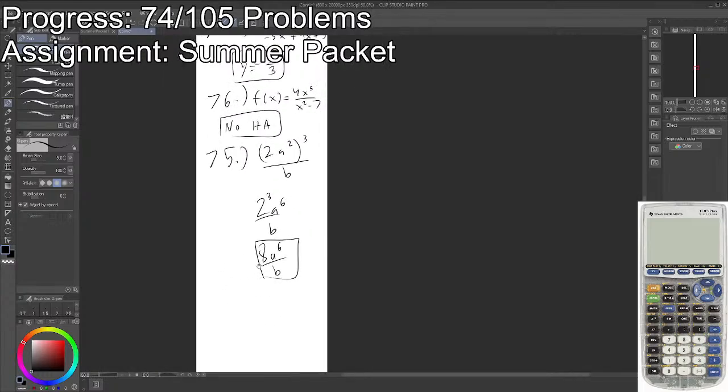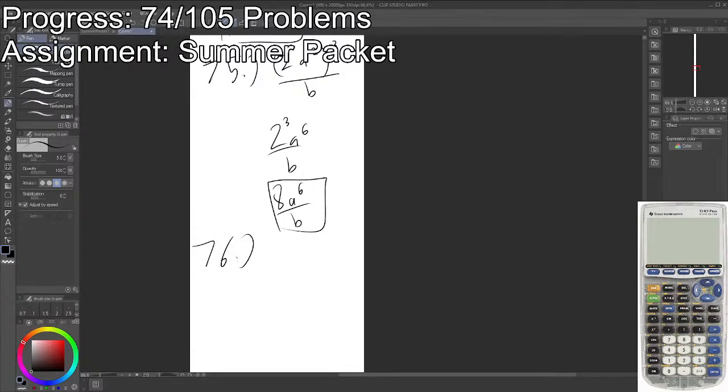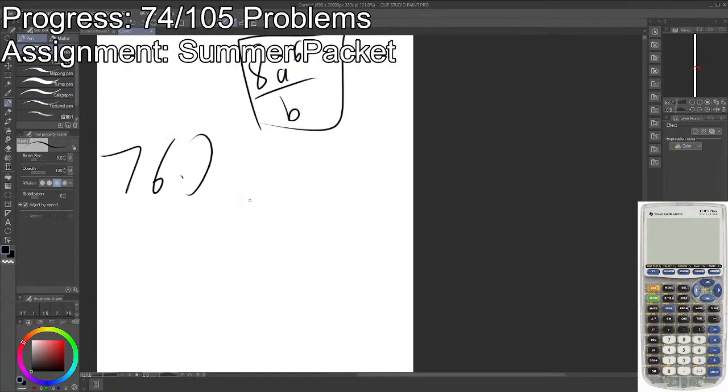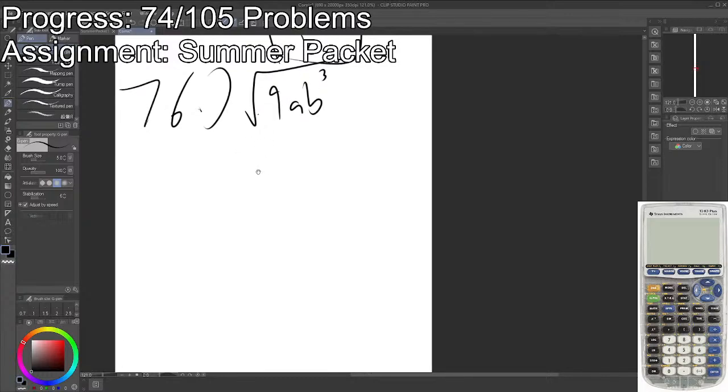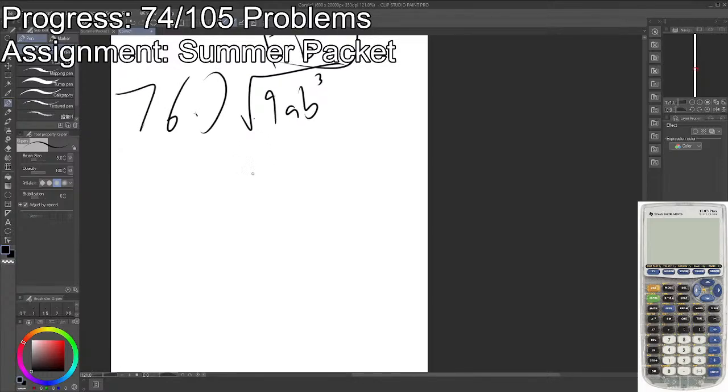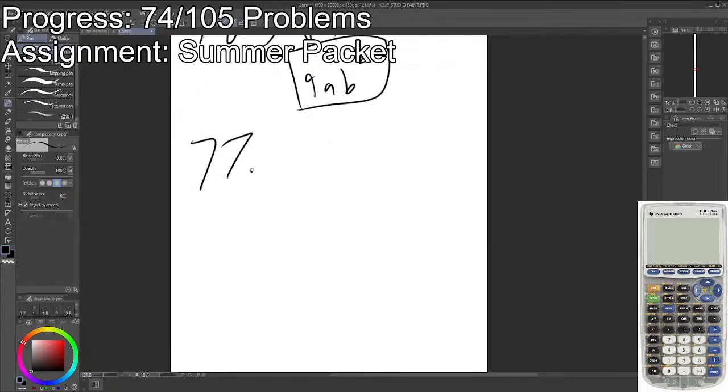I wasn't even having trouble with the exponents, it was the, what's it called? Well, it was exponents, but a different way. Different reason. No counter though, because we went back 2 problems. For some reason. 9ab cubed over 2. Yeah. That should be it. 77.